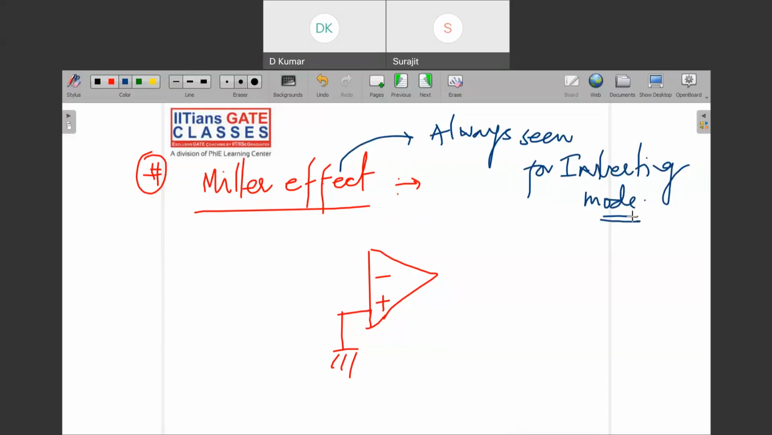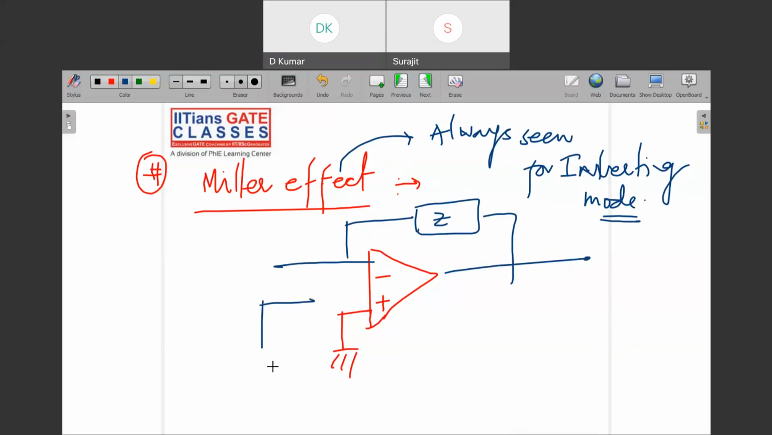So what we are going to see here is the Miller effect. Suppose there is an op amp and a feedback network Z. If we are trying to find out Z equivalent, and the gain is given as finite, the gain is A. If the gain is finite, then how can you determine Z equivalent? And this Z equivalent will affect the bandwidth of the op amp.